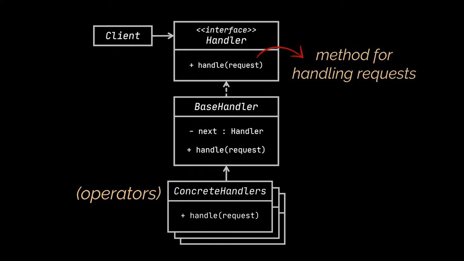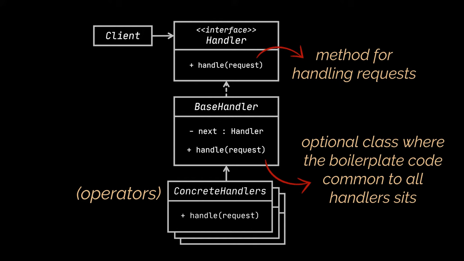It usually contains just a single method for handling requests, but sometimes it may also have another method for assigning the next handler in the chain, just like a linked list. The base handler is an optional class where you can put the boilerplate code that's common to all handler classes. Usually, this class defines a field that stores a reference to the next handler.